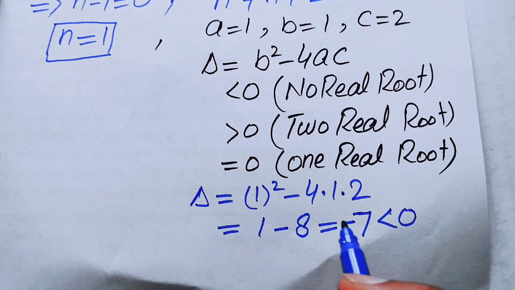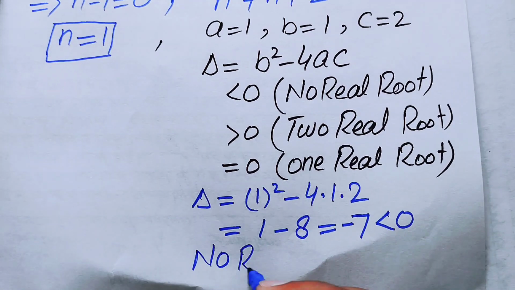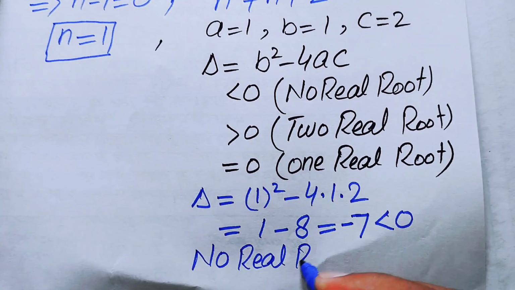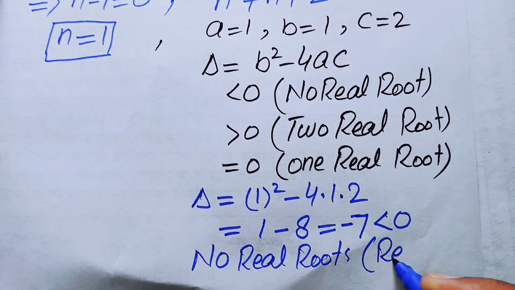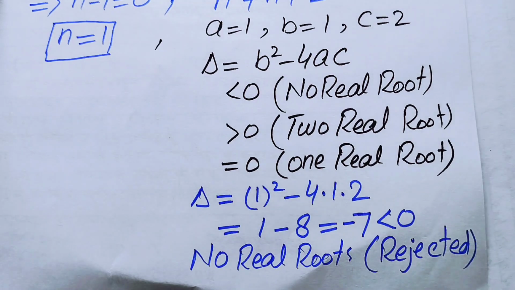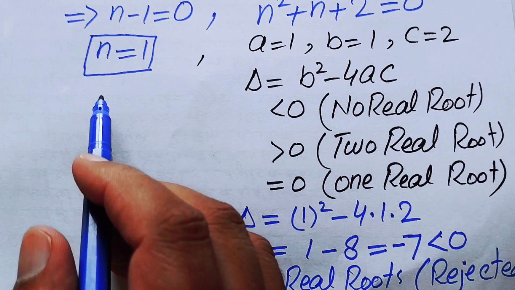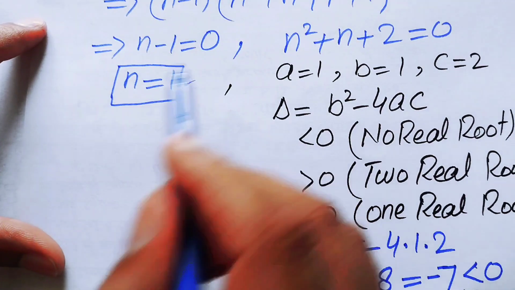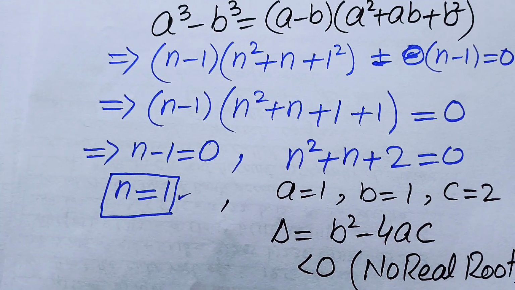So here this delta is less than 0, then we can simply say that it has no real root, so we will reject this case and we can just proceed with this case only. So finally we can say that n is equal to 1 is the only solution of the given equation.